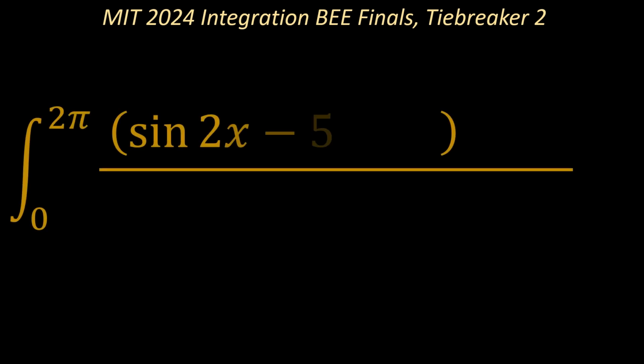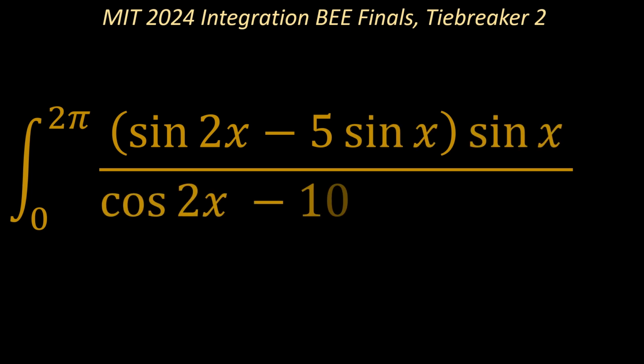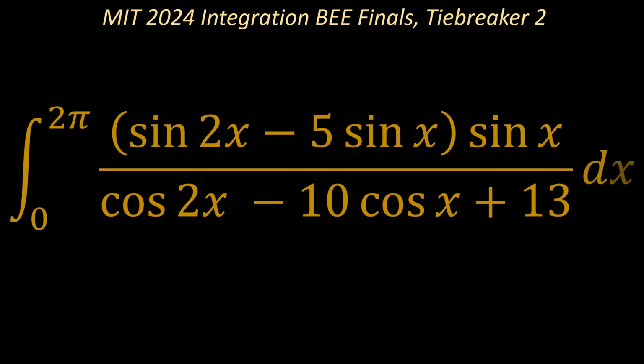So tiebreaker number 2 of the MIT 24 integration B is the definite integral from x equals 0 to x equals 2 pi of open bracket sine 2x minus 5 sine x close bracket times sine x, all over cosine 2x minus 10 cosine x plus 13.